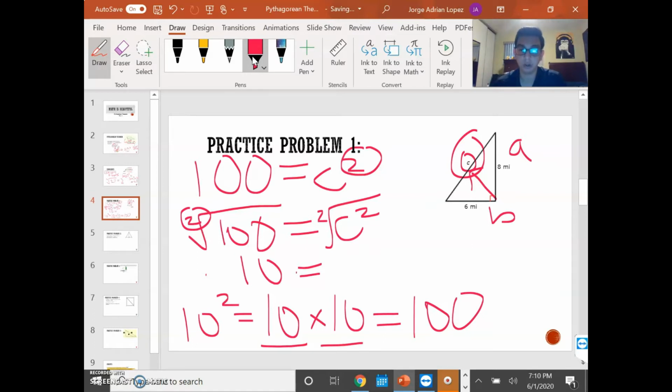So the square root gets rid of our exponent in c, and now we know 10 is equal to c. And that's it. We just did the Pythagorean theorem, and we just solved for this side of the triangle. Okay? Let's move on to another problem.